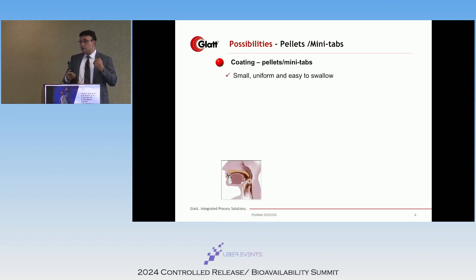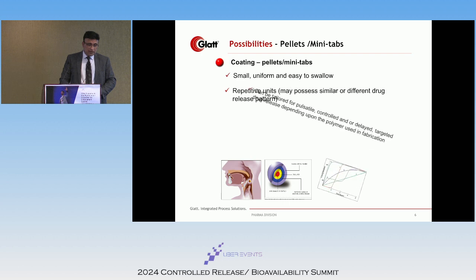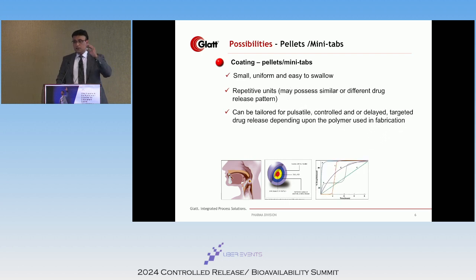Now, why are pellets and mini tablets very popular among the scientists who are designing controlled release dosage forms for oral administration? Definitely they are small, uniform, and easy to swallow. They are repetitive, so when they go through the GI tract, they get dispersed throughout the GI tract, so you do not see any irritation, any localization, or any absorption issue from a certain cluster of drug that is sitting in the corner.